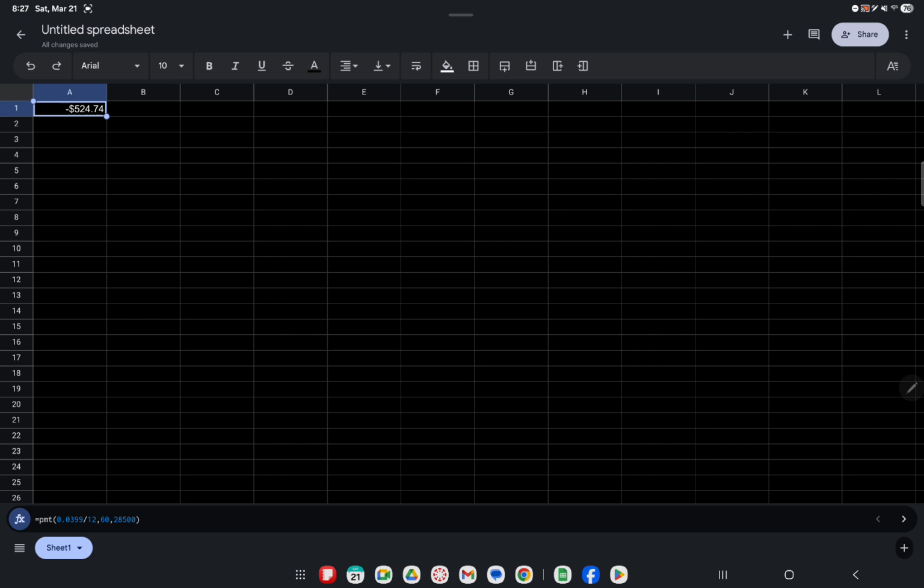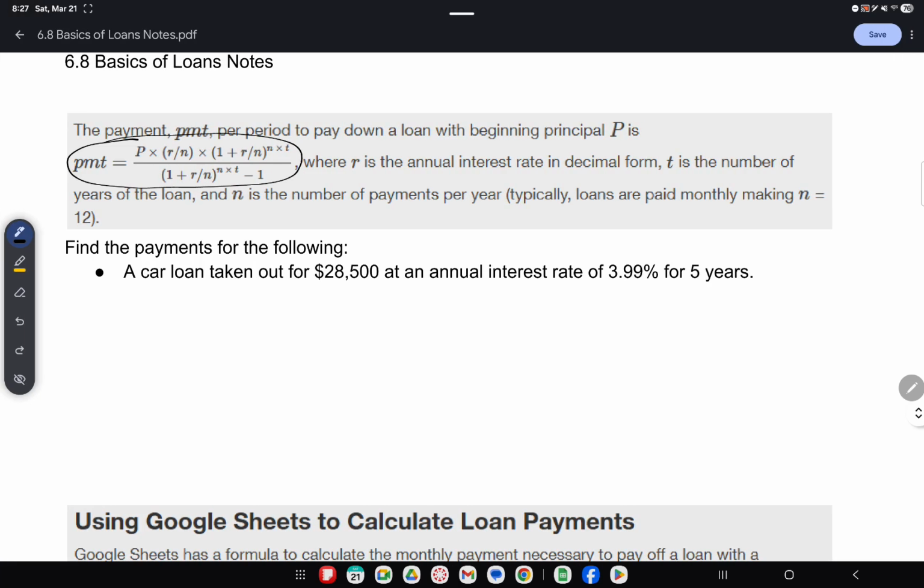So we just put in the amount, the 28,500. And so we get a monthly payment of $524.74.